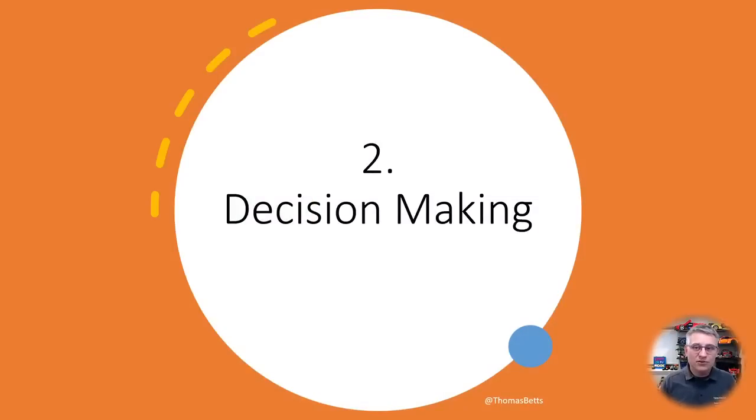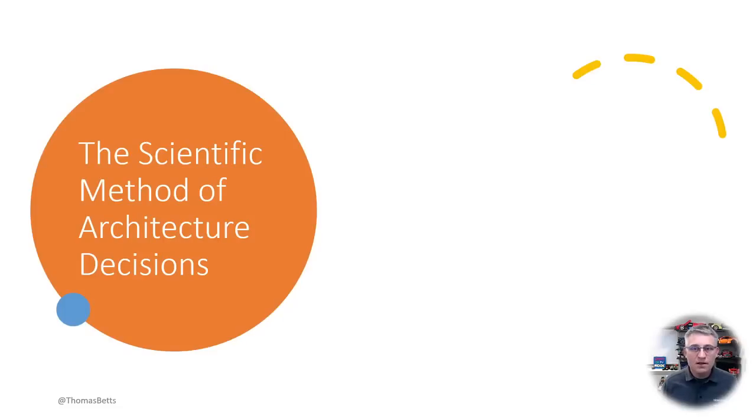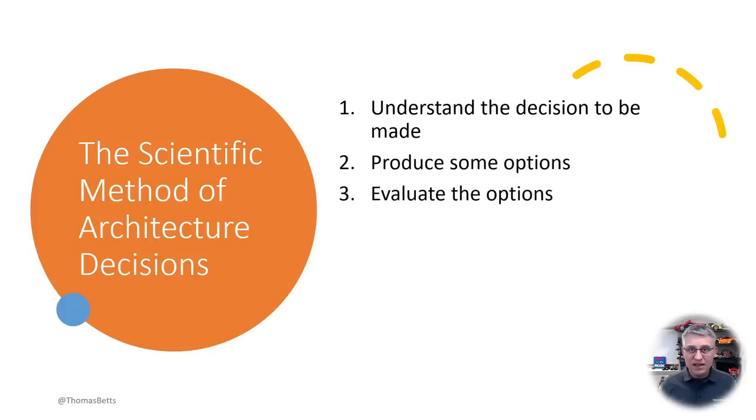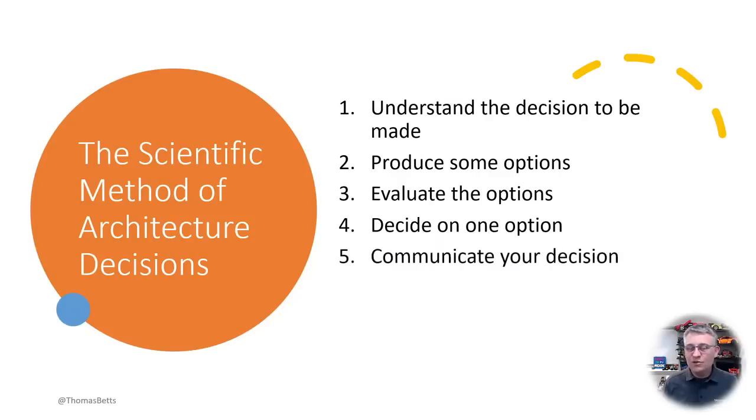Which gets us to our second important skill, decision making. This is the primary day-to-day job responsibility for architects, making decisions. Now, in making architecture decisions, there are some steps you always go through. It's sort of like the scientific method. It starts with understanding what decision needs to be made. Then you come up with some options. You evaluate those options and you choose one. You make a decision. Finally, you communicate your decision. You can't skip any of these steps.